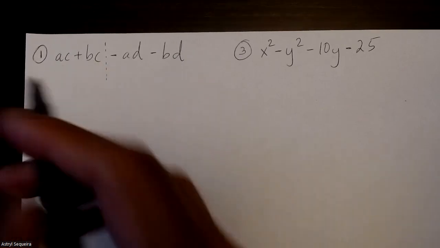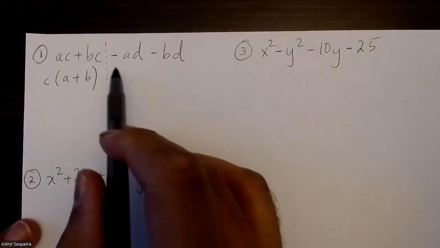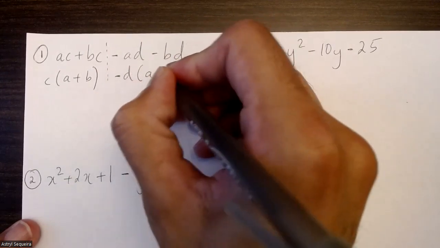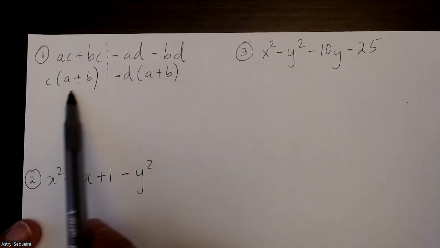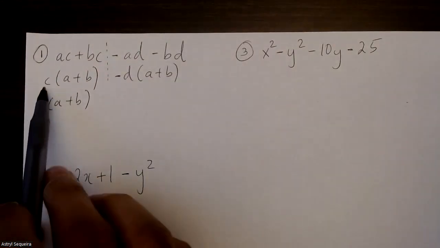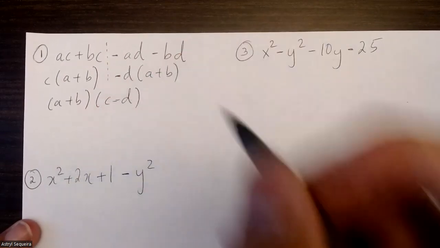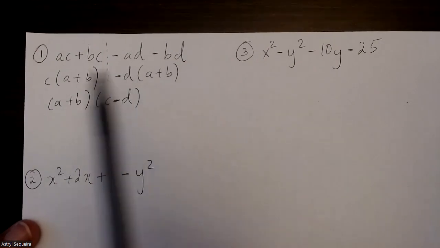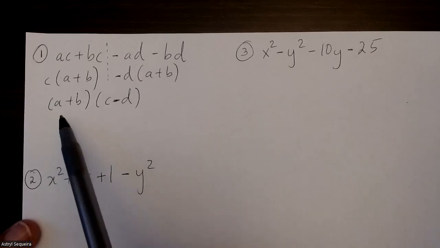So here I can common factor C, and I'm left with A plus B. And over here I can common factor a negative D, and I'm left with A plus B. The goal is to make the two brackets exactly the same. That way I can factor out the bracket, and I'm just left with whatever's on the outside, which is C minus D. So this is your grade 10 method for factoring by grouping. And again, it's the method you should always try as a first step for these problems.